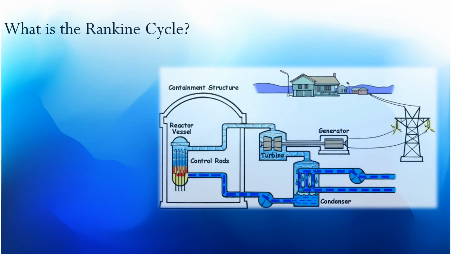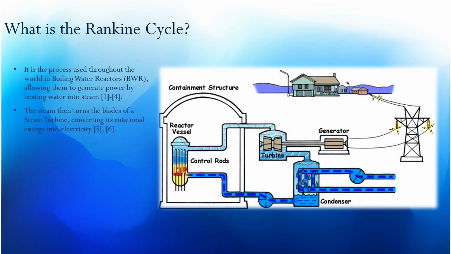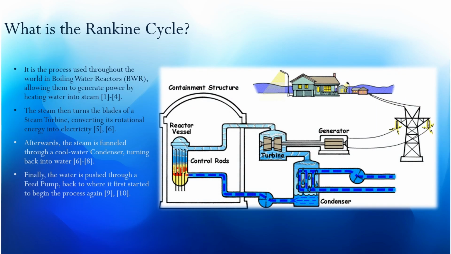So, what is the Rankine cycle? The Rankine cycle is a thermodynamic process in which heat is converted into mechanical energy. Although the Rankine cycle isn't specific to nuclear power, it is a core concept that needs to be understood to fully grip how a nuclear power station generates electricity.